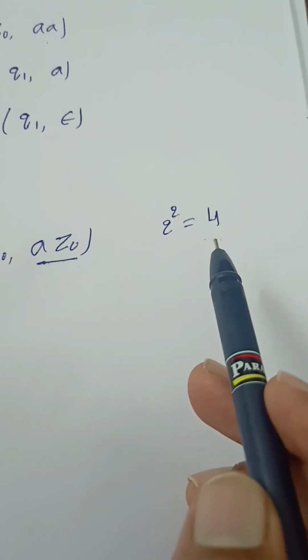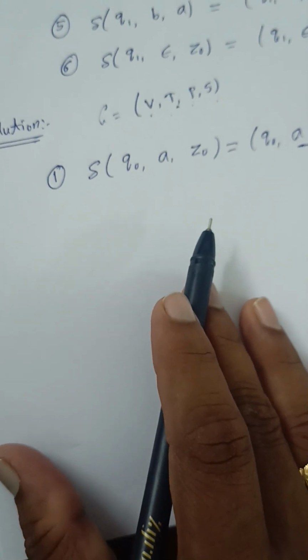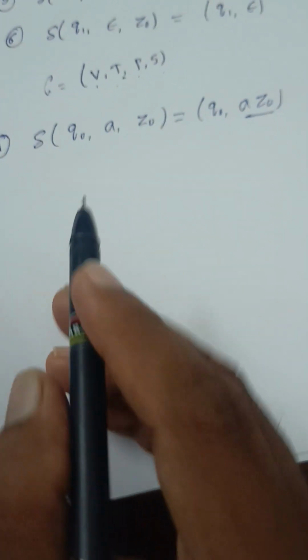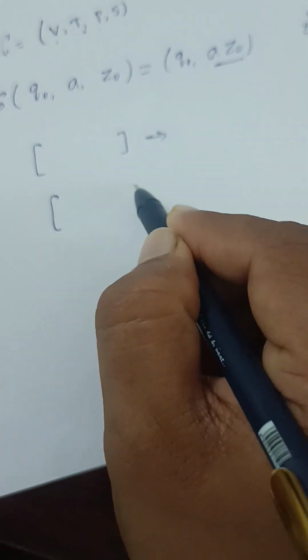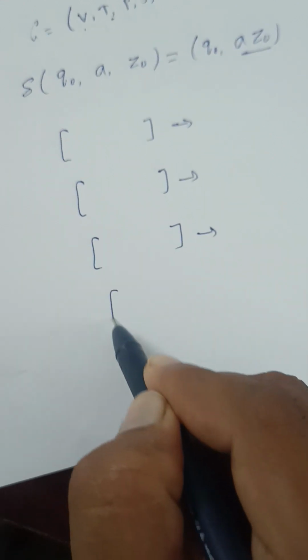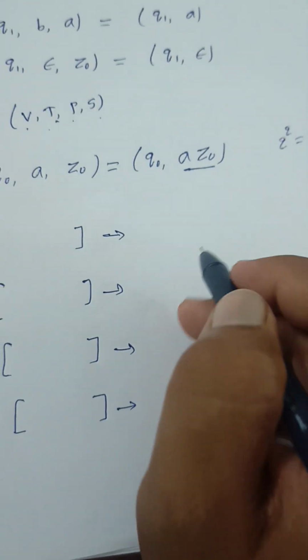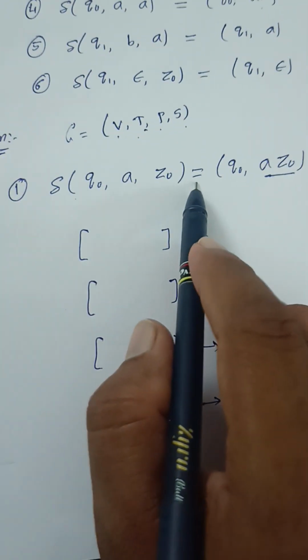Now we will try to solve these 4 production rules from this transition function. Please observe, it's very simple, some logic is also there. Production rule means the left hand side is there and the right hand side is also there. So from this transition function we will solve the 4 production rules, that's why I will consider 4. This is the left hand side and this is the right hand side. So this is the transition function.